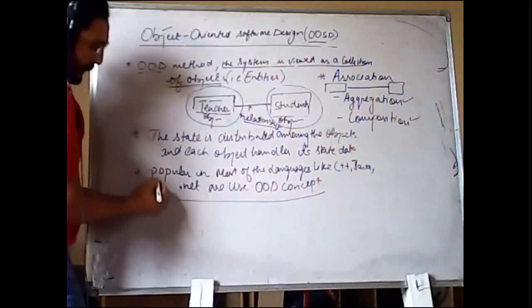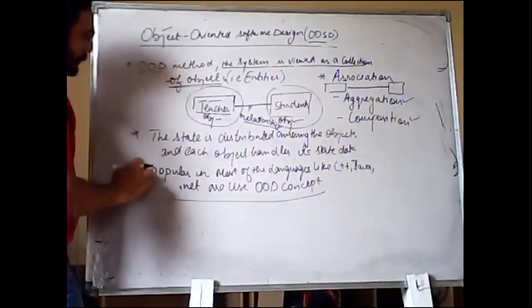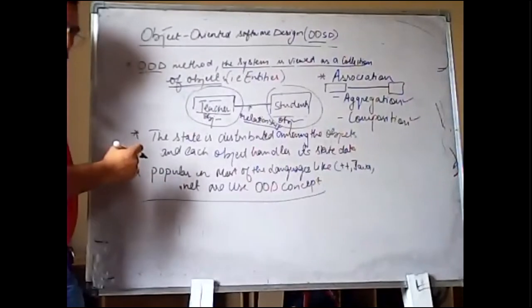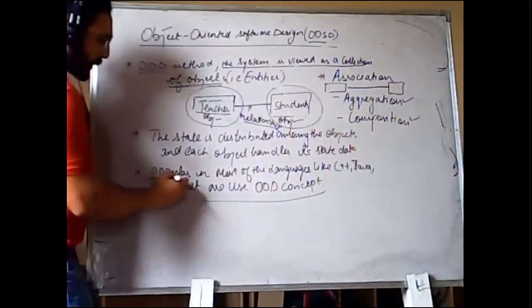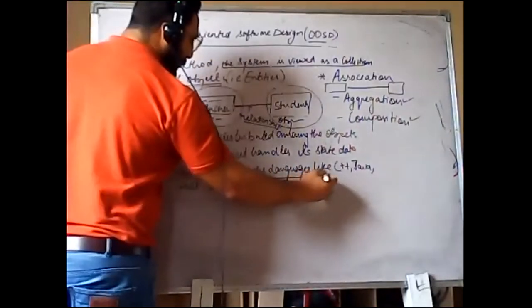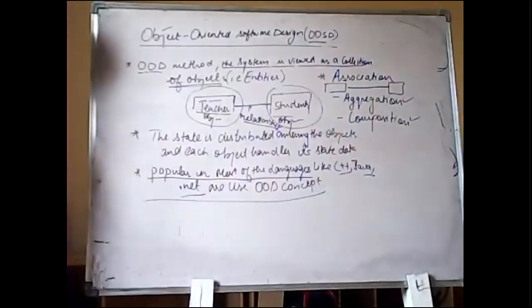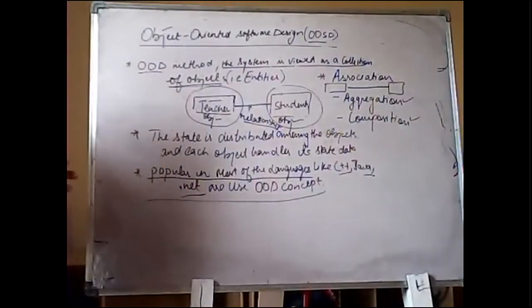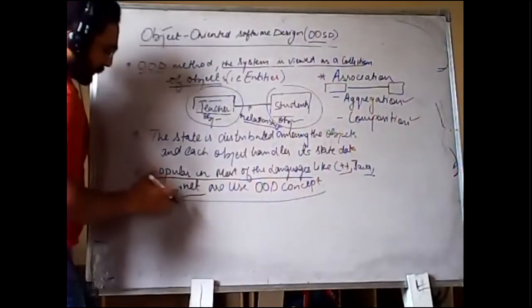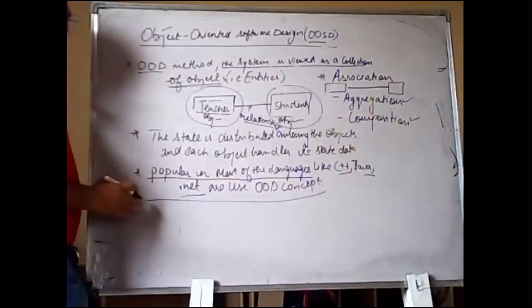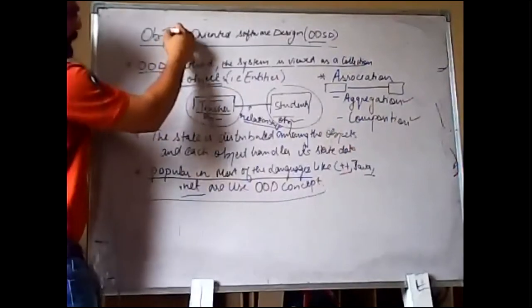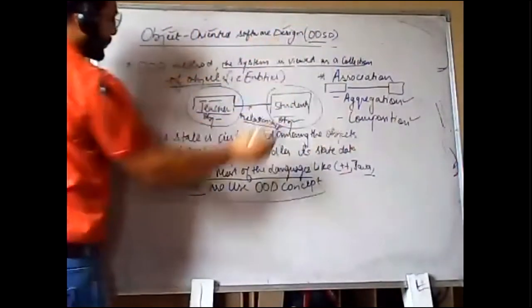Then this OOPS, object oriented design concept, is popular in most of the languages like C++, Java, and .NET. Your high level languages are easily implemented in object oriented design.